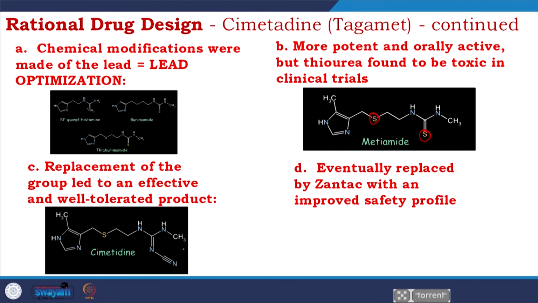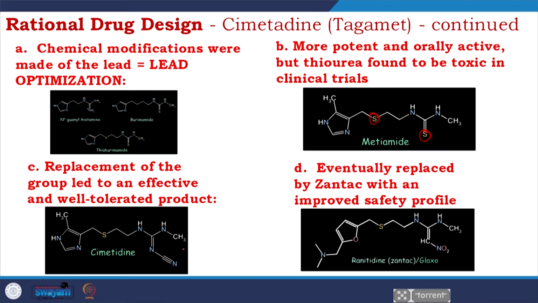and eventually replaced by Zantac with an improved safety profile. So, the azo one also replaced and we get Zantac or ranitidine with a safety profile. The company Glaxo is marketing it. So, that is called the rational or logical drug designing. You do something, you get something that is having an effect, then you make modification, then you test. So, you apply logic stepwise.